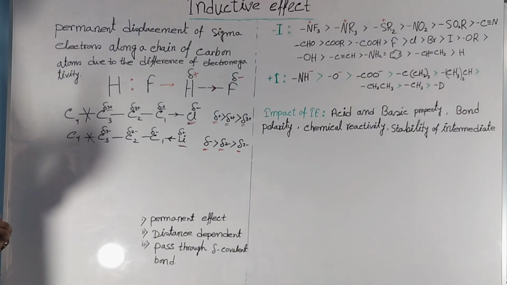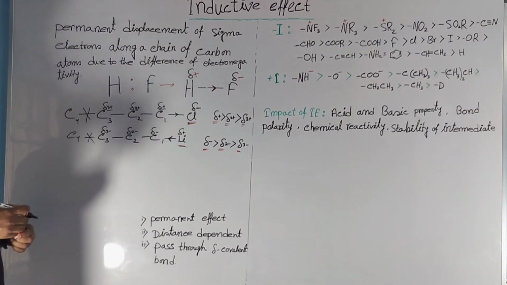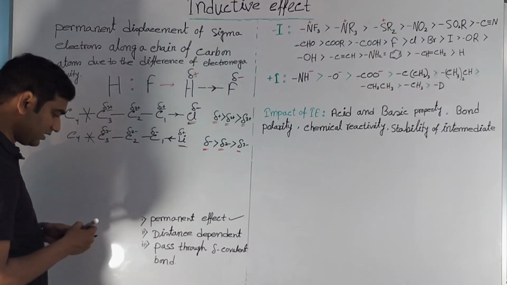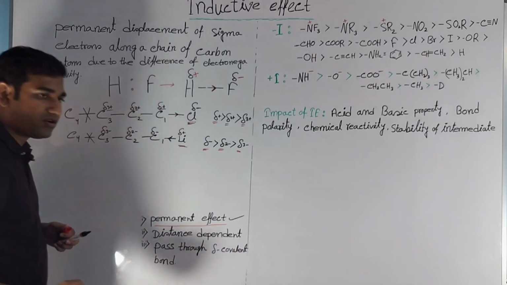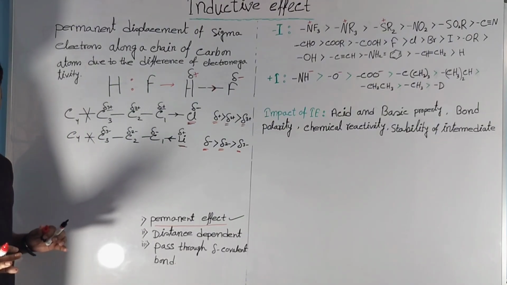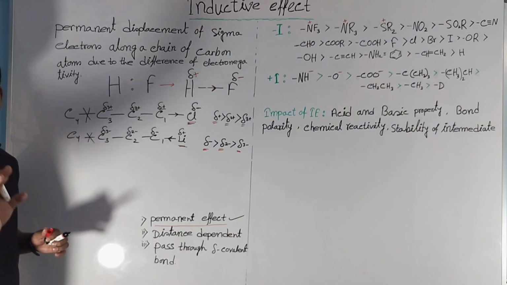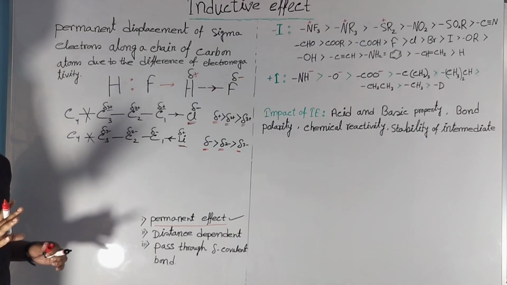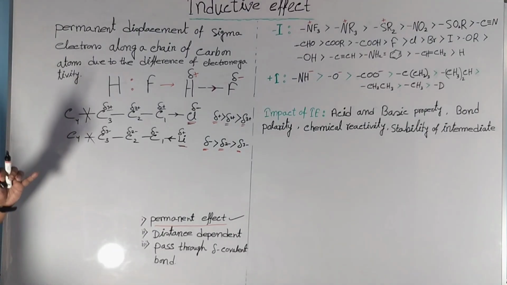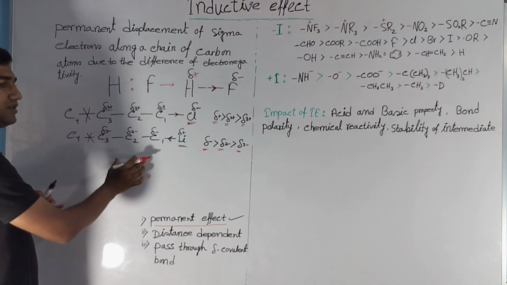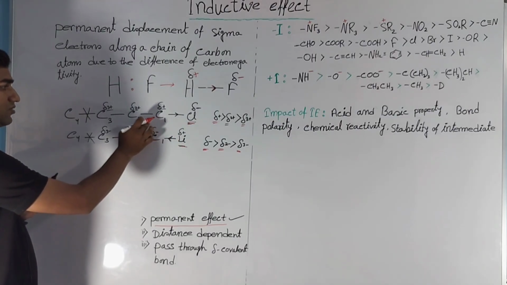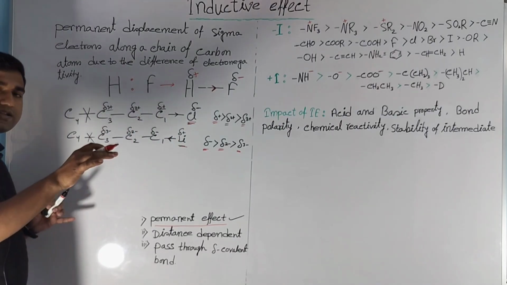Okay, so next I can mention here, this is the permanent effect. Why permanent? The electron displacement happening here in a hydrocarbon is not a temporary effect like resonance, it's a permanent effect. It's a permanent effect and distance dependent. Distance dependent, why? Once the distance varies, the inductive effect will vary. Suppose as the distance increases, the inductive effect decreases.